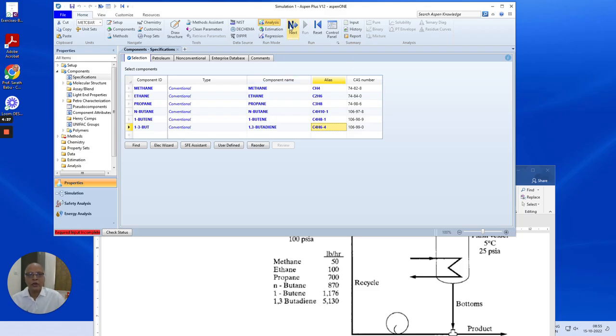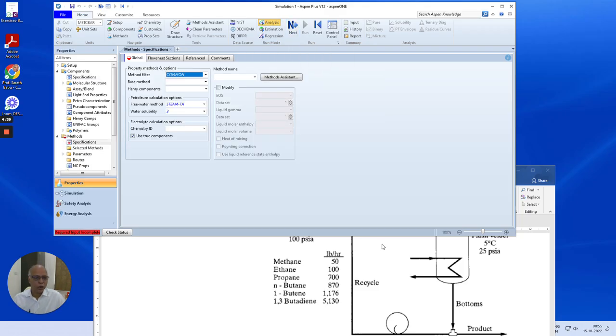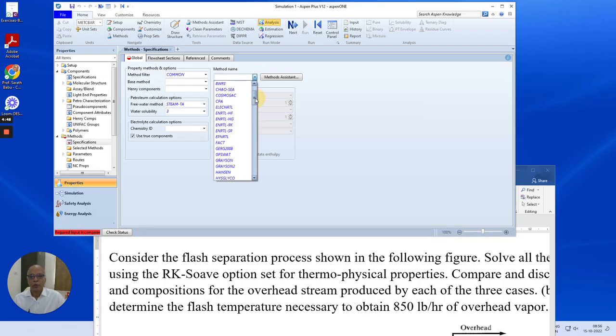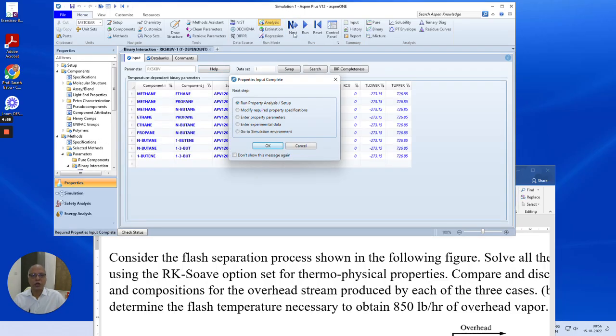The next step is choosing a property model. I think you have already been given that you are required to use the Redlich-Kwong-Soave option. So let us select that property method. After selecting the property model, you can go to the next input step, go into the simulation environment, and create your flow sheet.